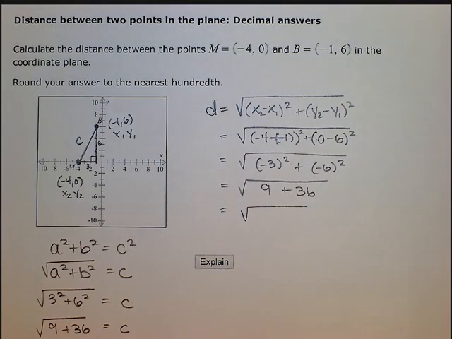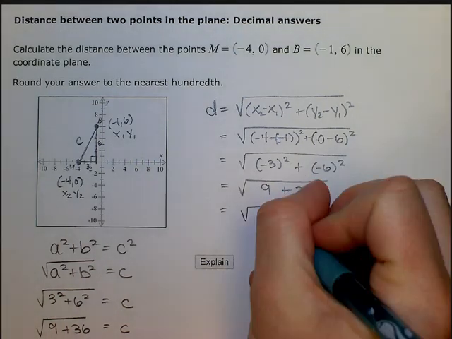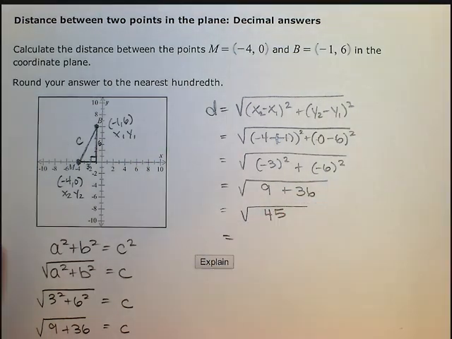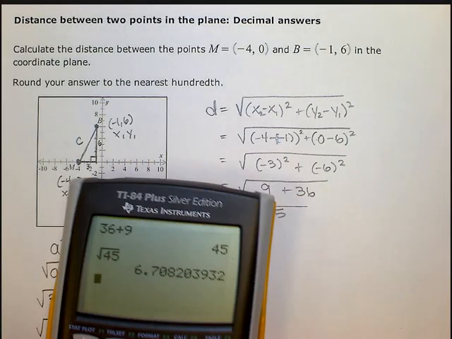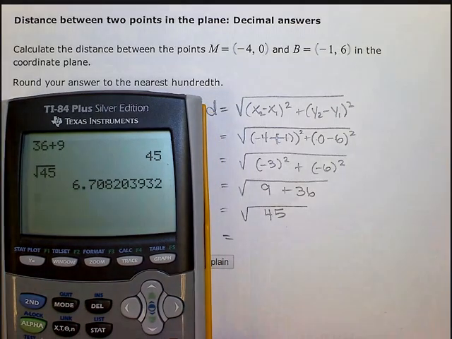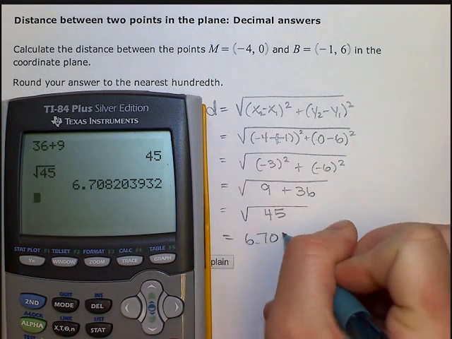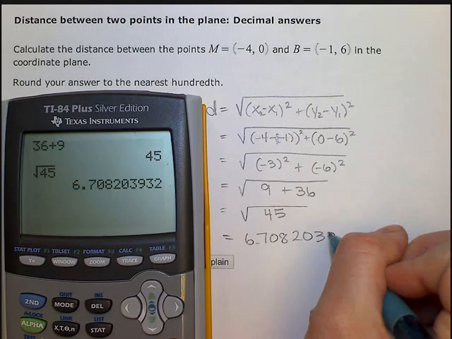Okay, so I'm going to go ahead and plug that into my calculator. Well, I guess I should slow down. 9 plus 36 is 45. So the square root of 45 on my calculator shows up like this. 6.708203932.